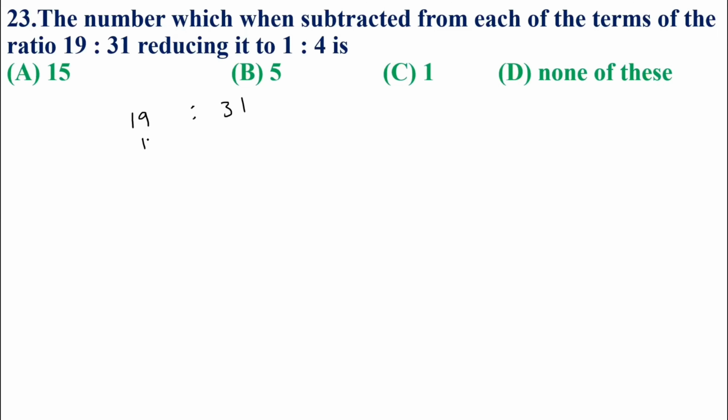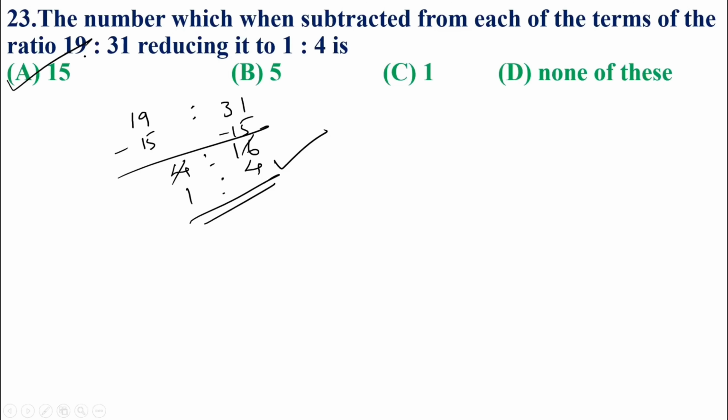I need to subtract one number from each term. So I am taking the first option. If I subtract 15 from this, then this will become 4 is to 16. Then 4 ones are 4, 4 fours are 16. So 1 is to 4. So the answer is correct, option A. It's not necessary to check B, C, D also. Or else you can do it this way also: (19 minus x) by (31 minus x) should give 1 by 4. Cross multiply and find the x value.